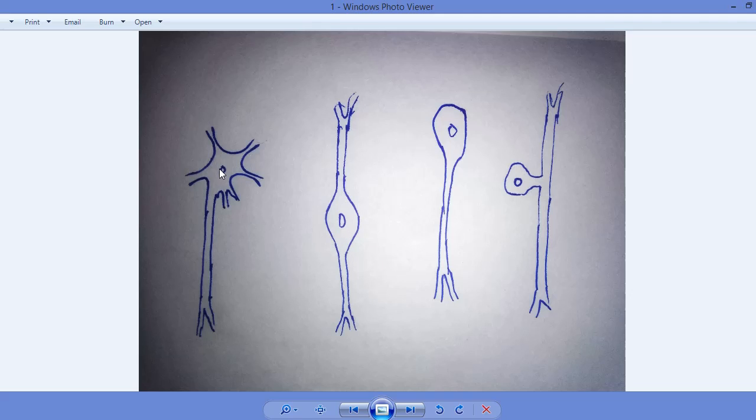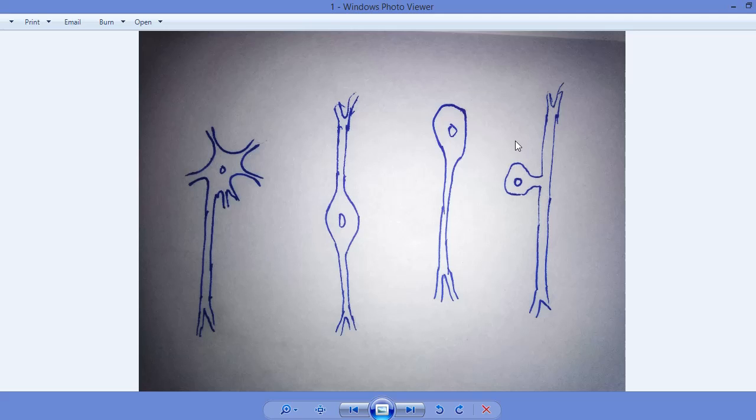This is multipolar neuron, as the cell body is connected with numerous projections or numerous filaments. You can see that these are the dendrites, a large number of dendrites, and this is the axon. So the cell body is attached with a large number of, with more than two filaments. That is called multipolar neuron.